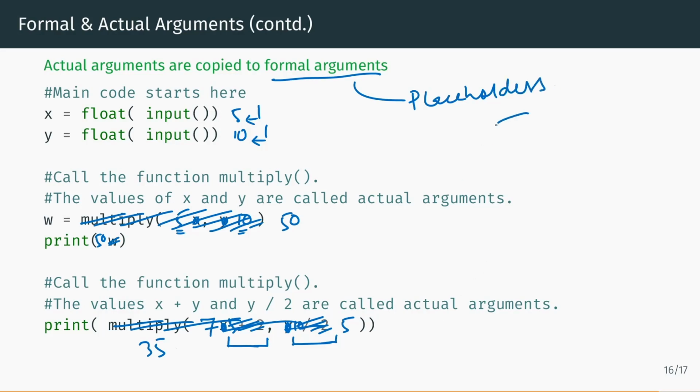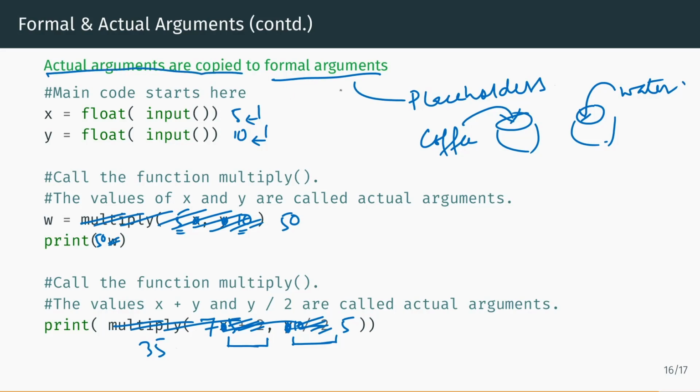Okay, like the things in the coffee machine in which you pour coffee and water, right? And the actual arguments are the things that are copied to the formal arguments. So in this case, the coffee and water are the actual arguments.